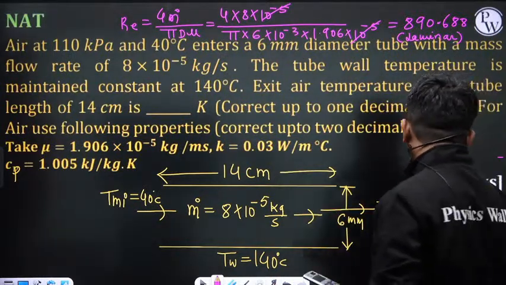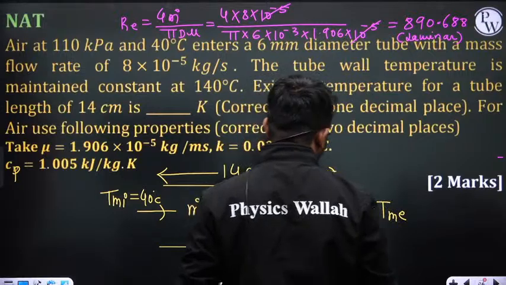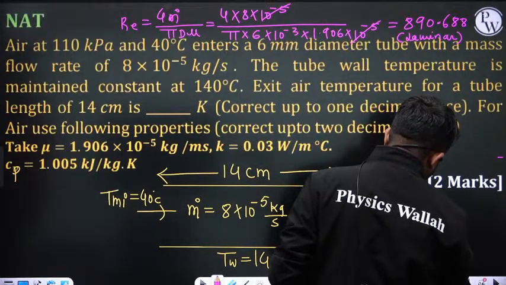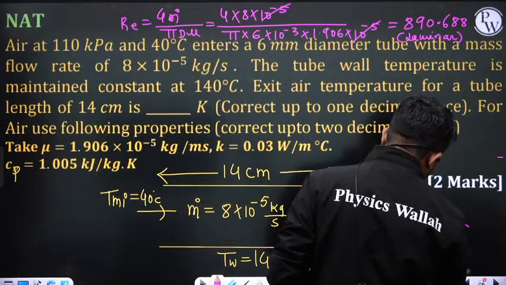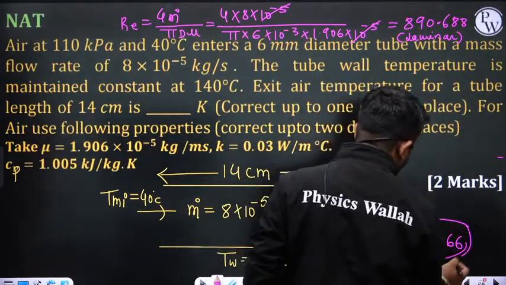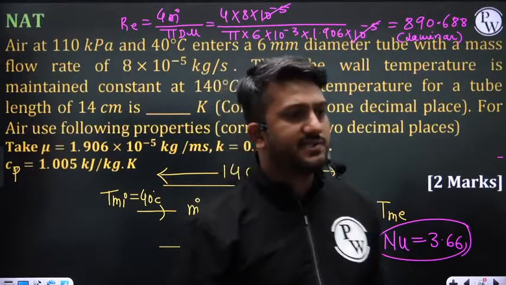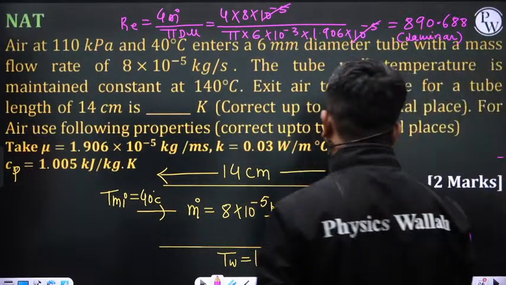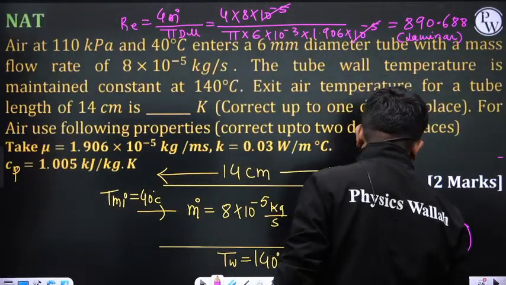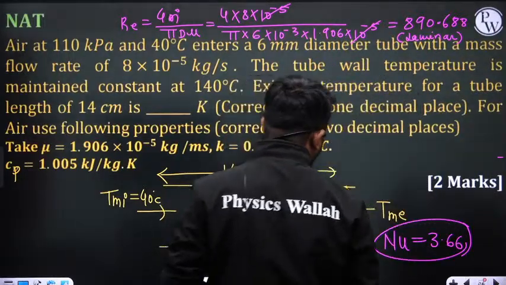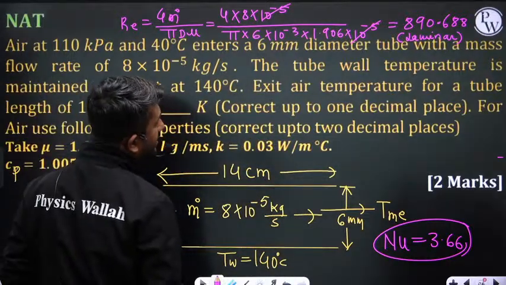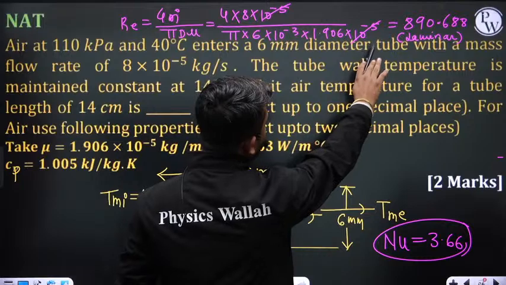If flow is laminar, then Nusselt number, constant wall temperature. So Nusselt number is equal to 3.66. So constant wall temperature, correct. The Nusselt number is 3.66. Okay, and from here you can calculate the H. So what is the H? Nusselt number is 3.66, this is the flow is laminar.